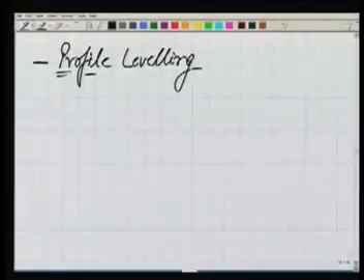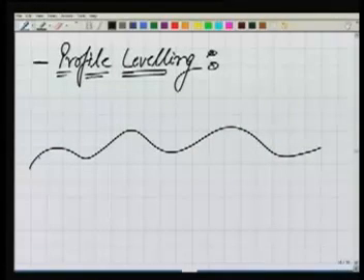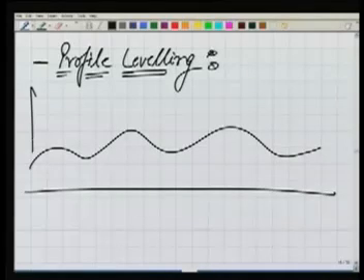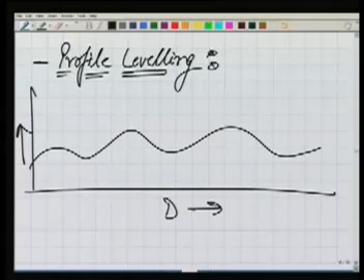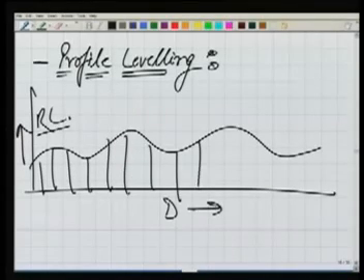Now the next method of leveling is profile leveling. These are very simple things. More about these you can read in any textbook, but just to understand what these are. Profile leveling means if you have a ground and you want to create a profile of this. Profile means for a ground along a distance D, you want to know how the RL is varying. Now this is the profile. A typical profile may look like this, how the RL is varying.